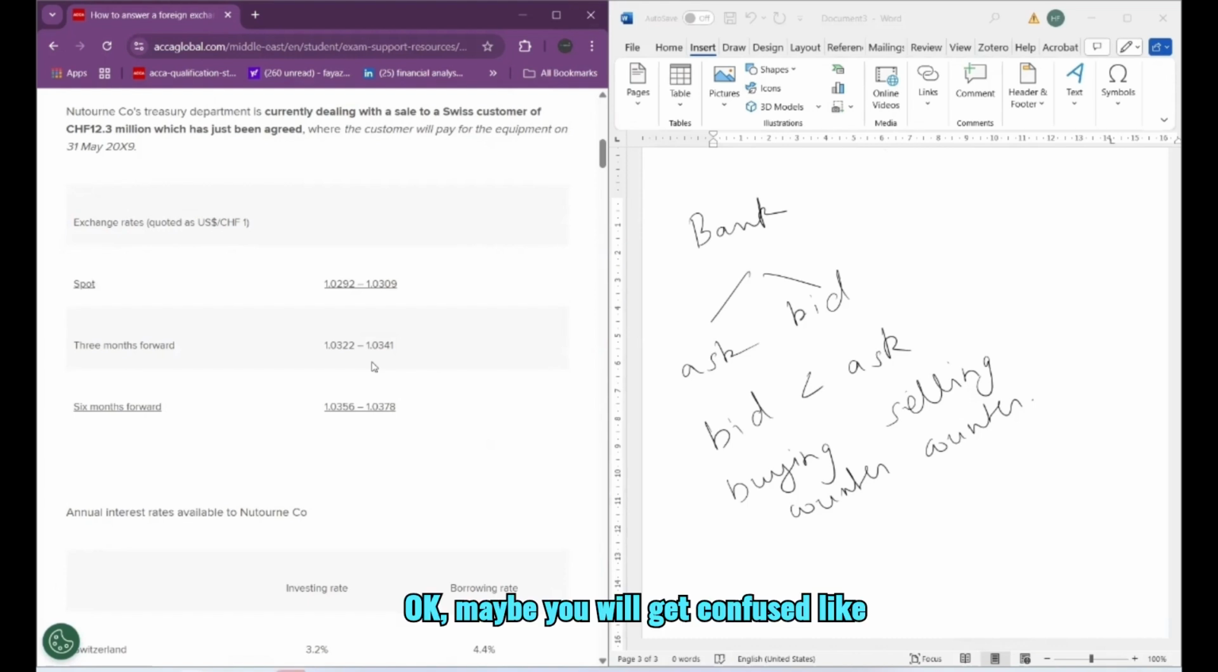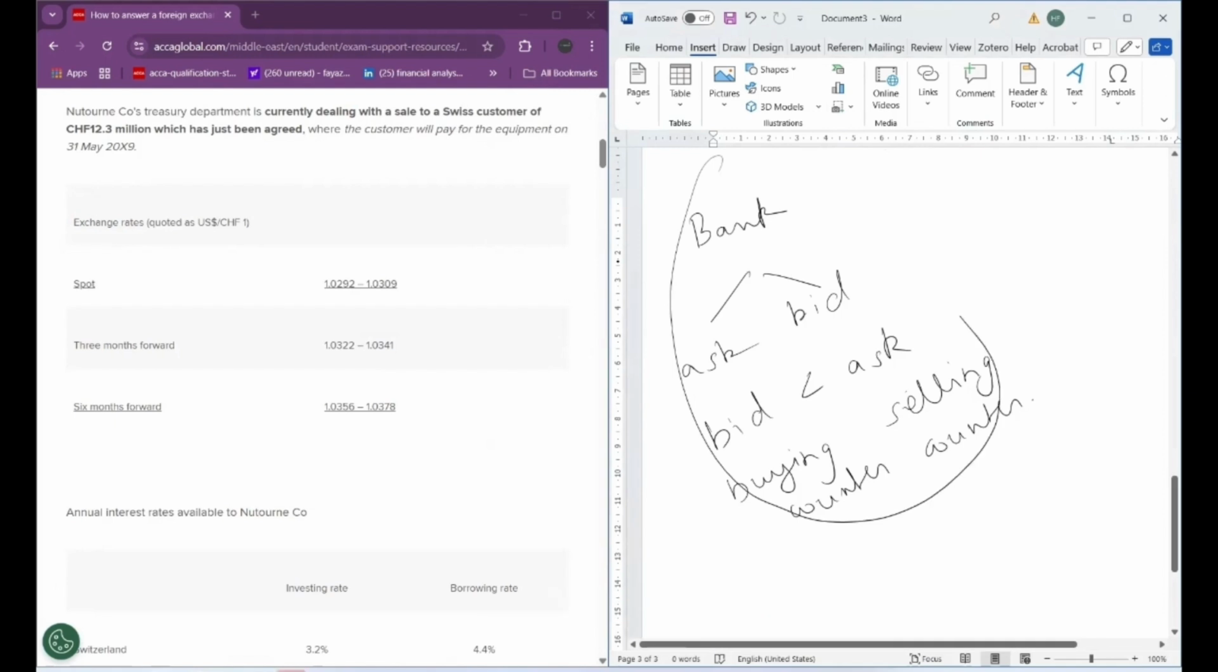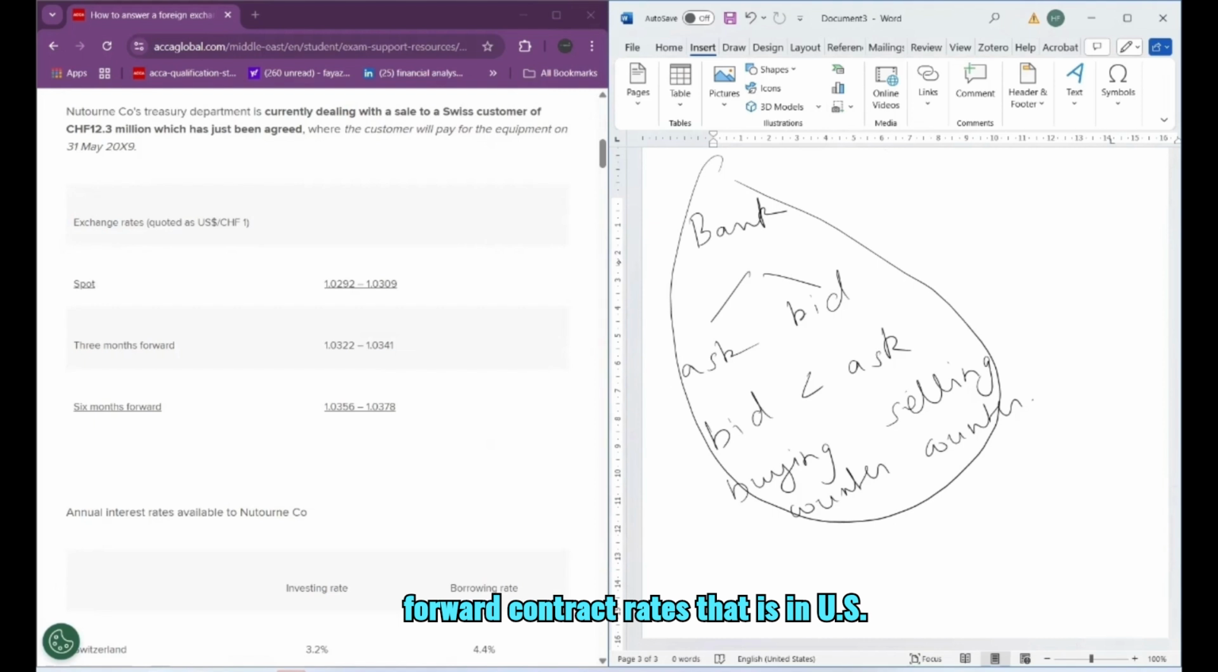Okay, maybe you will get confused like that. See, whatever was just said is for the bank. But now I will have to see my forward contract rates, that is US dollar to CHF, and I will have to see what I'm going to do with the CHF, the counter currency. I am going to sell it to the bank. Selling to the bank means the bank will buy at the bid rate. That is the smaller one. Consider that is smaller for sure.